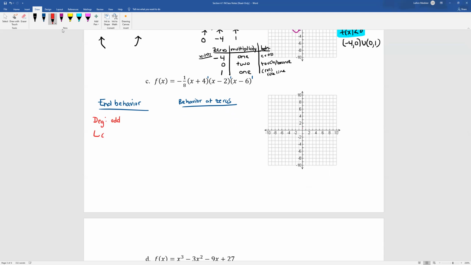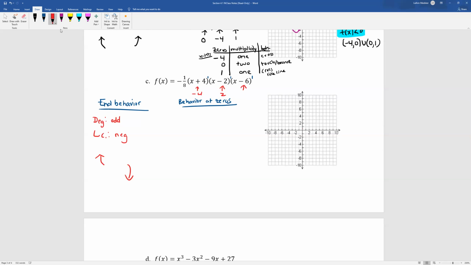My leading coefficient is negative out front. If we were to FOIL all this out, that would have a negative 1/8 x to the third in the front, of course. And so when we have odd negative, we're up on the left according to our chart and down on the right.